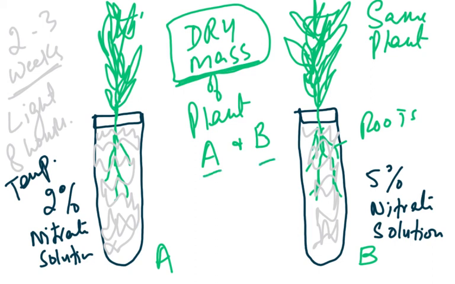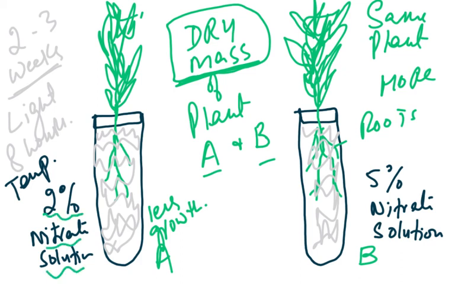But when we're calculating the dry mass of plant A and plant B, we're actually finding out whether there was a difference in the growth. Was there more growth here? And was there less growth here in A? Now, if there was less growth here, only then can we say this has resulted from less nitrates. It says lack of nitrates. So less nitrates and less growth. So we say that is why this plant has stunted growth.